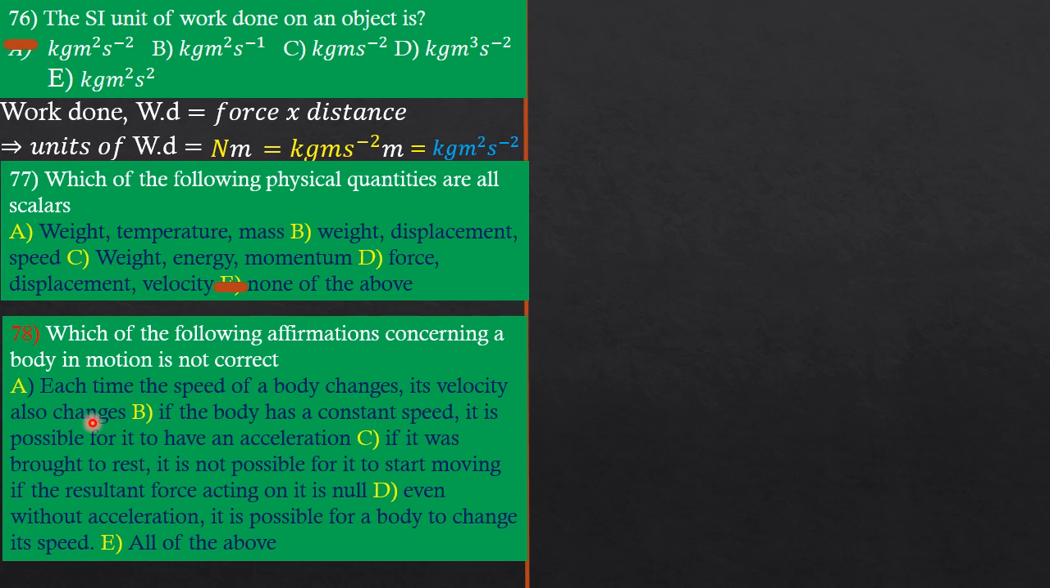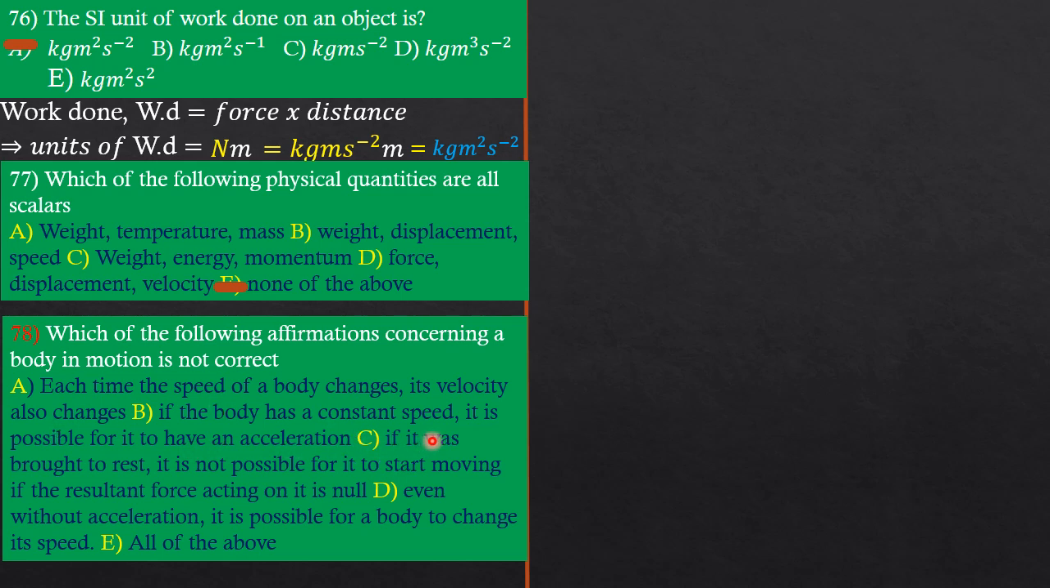Great. All right, so friends, option B is saying that if the body has a constant speed, it is possible for it to have an acceleration. Perfect, guys. It is perfectly correct. You can take, for instance, a body that moves in a circular path at constant speed. It accelerates because the direction keeps on changing.